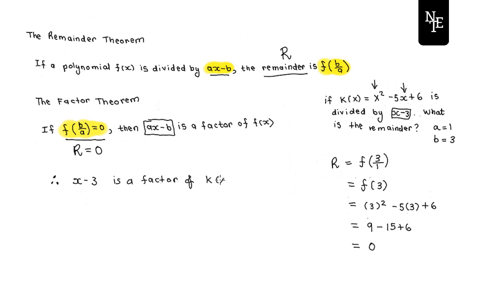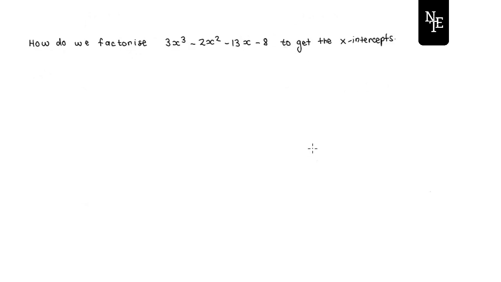of k of x. So the student's question is, how do we factorize 3x cubed minus 2x squared minus 13x minus 8 to get the x-intercepts? Well, the simple answer to this question is that you're going to use the factor theorem.